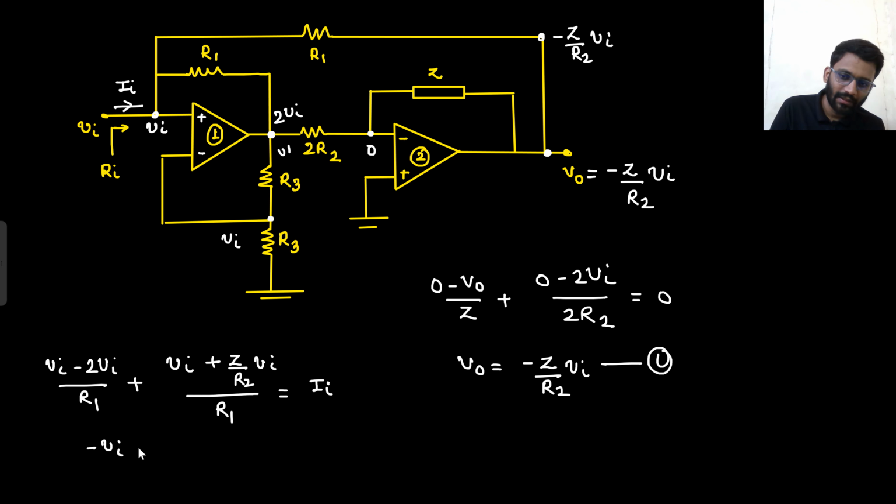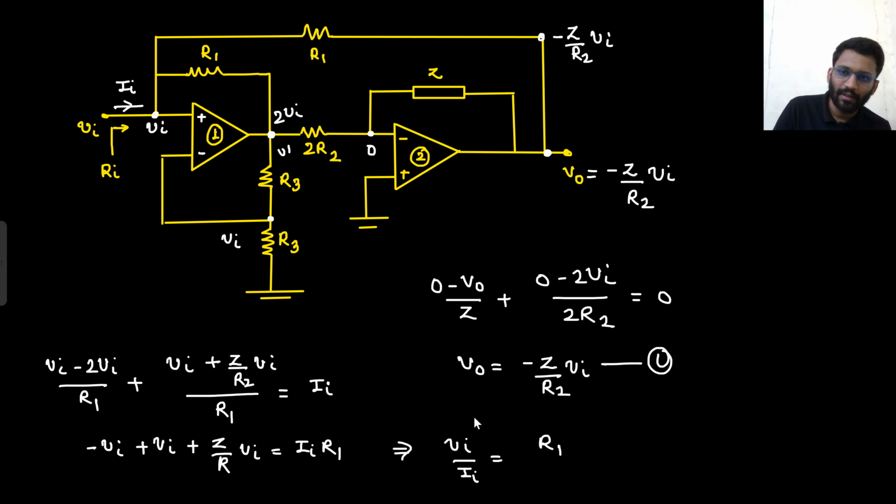So minus V in plus Z by R2 into V in is equal to I in into R1. So V in and V in are getting cancelled. So from here what do you see? V in by I in is R1 into R. What is R? Z by R2, yeah, Z by R2. So V in by I in is R1 into R2 divided by Z.